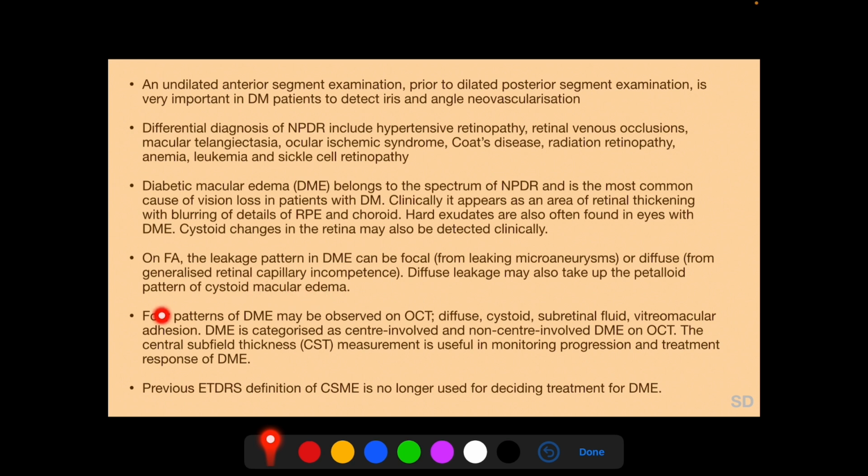4 patterns of DME may be observed on OCT: diffuse, cystoid, subretinal fluid, and vitreomacular adhesion. DME is categorized as center-involved and non-center-involved DME on OCT. The central subfield thickness or CST measurement on OCT is useful in monitoring progression and treatment response of DME. The previous ETDRS definition of CSME is no longer used for deciding treatment of DME.